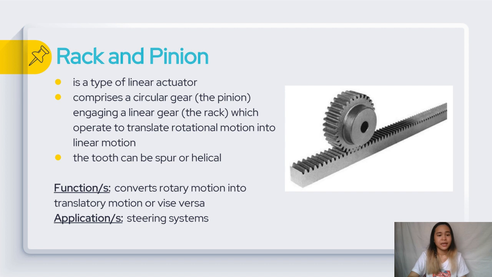Rack and pinion is a type of linear actuator. It comprises a circular gear, the pinion, engaging a linear gear, the rack, which operate to translate rotational motion into linear motion. The tooth can be spur or helical. Functions: converts rotary motion into translatory motion or vice versa, and they are usually found in steering systems.